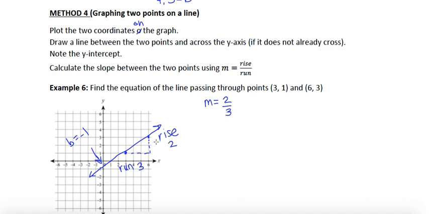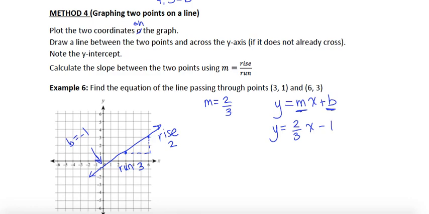So now that I've identified that, I can plug it into the equation y equals mx plus b, where I substitute in the values for m and b. So y is equal to 2 over 3x minus 1.